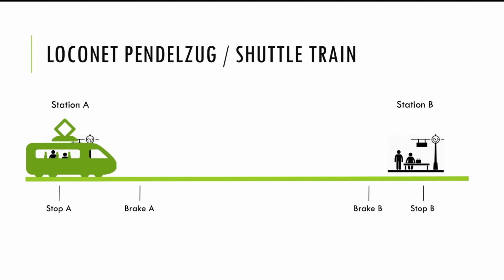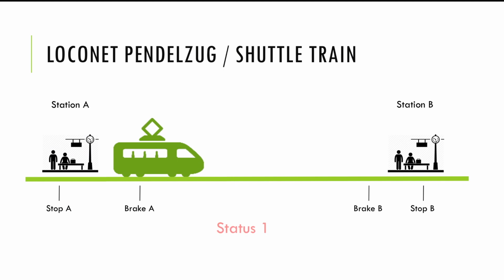So let's just say that when the locomotive is in station A, our status or state will be status 1. When the locomotive starts moving from station A to station B, we will change the status to status 2. This will mean that in status 2 the locomotive is running between station A and station B.